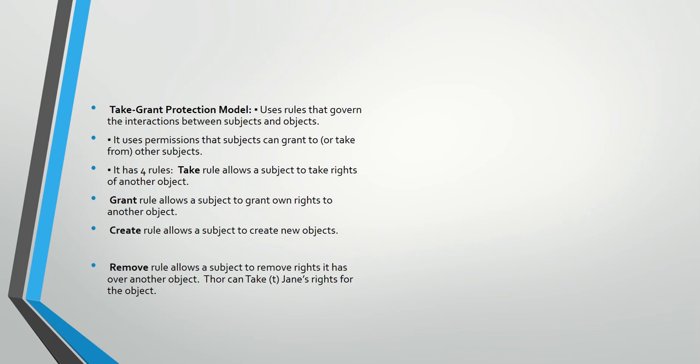Then we have the take-grant protection model. In this one, it chooses the rules that govern the interaction between the subject and object. It chooses a permission that a subject can grant or take from other subjects. It has 4 rules: take, grant, create, and remove. The take rule allows the subject to take rights of another object. The grant rule allows a subject to grant its own rights to another object. The create rule allows a subject to create new objects. The remove rule allows a subject to remove rights it has over another object.